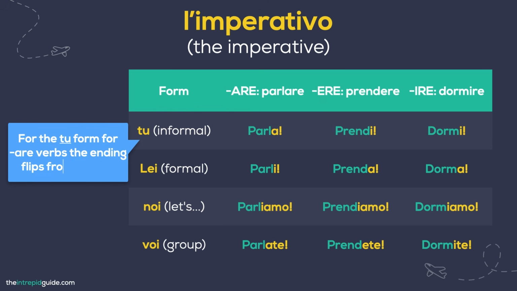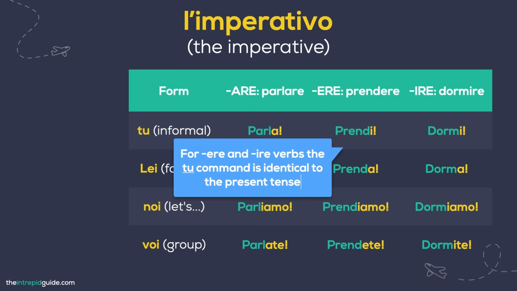The first change is the tu form for ARE verbs. The ending flips from i to a. So parli, you speak, becomes parla, speak. For ERE verbs and IRE verbs, there's no change at all. The tu command is identical to the present tense, prendi. So we say prendi and dormi.